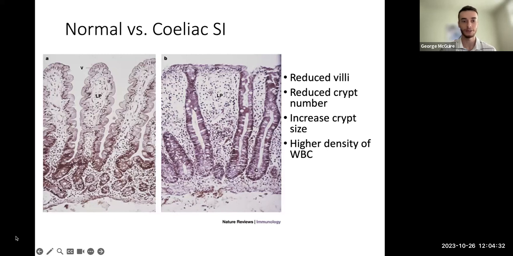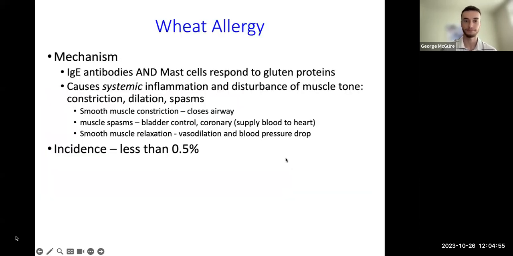Whereas here we can count 1, 2, 3, 4, 5, 6, 7, 8, 9, 10, 11, 12, 13 crypts just in this one image. For the same span, we only get 1, 2 crypts. And so these intestinal lining cells aren't being replenished, thus they're starting to flatten and thin out. And so we lose a lot of that surface area that is supposed to help absorb all the nutrients from our small intestine. Okay. And so lastly, we have wheat allergy.